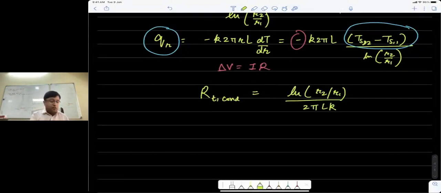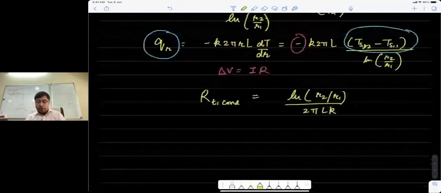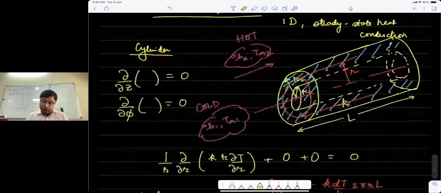So using this, I can now take a step forward and calculate what would be TS2 and TS1, or write even the heat current in terms of the convection resistances and the conduction resistances. So I can now write for this problem that we had, remember, we had an outer fluid and inner fluid.